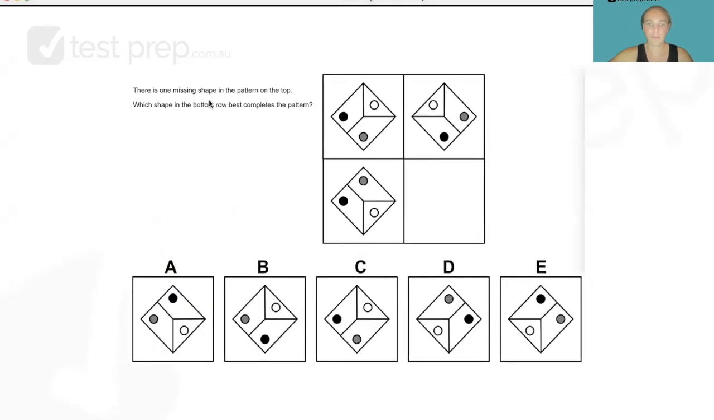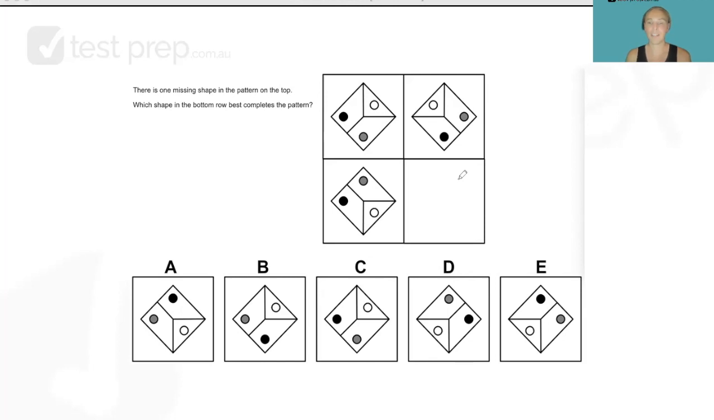Okay, we skip through. There we are. So this is the last style, or the fifth style of this abstract reasoning test structure. And it's what I like to call the box structure. So it says here, there is one shape missing in the pattern on the top, and which shape from the bottom row best completes the pattern.